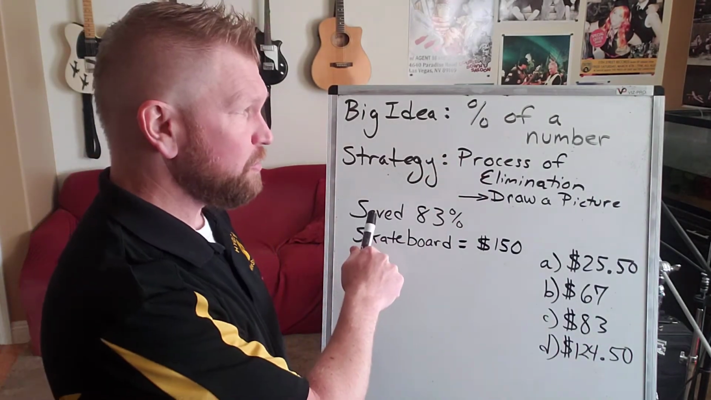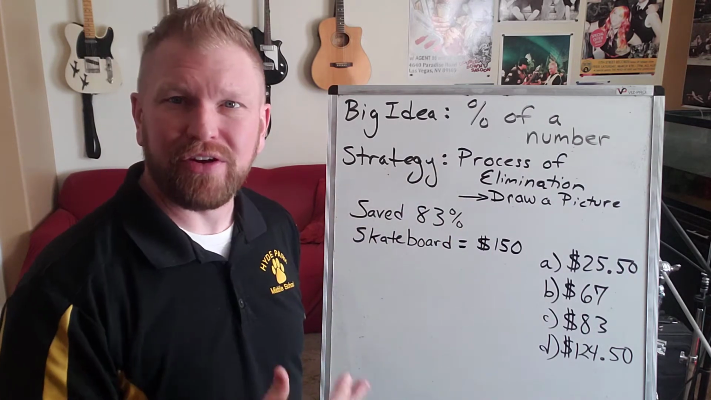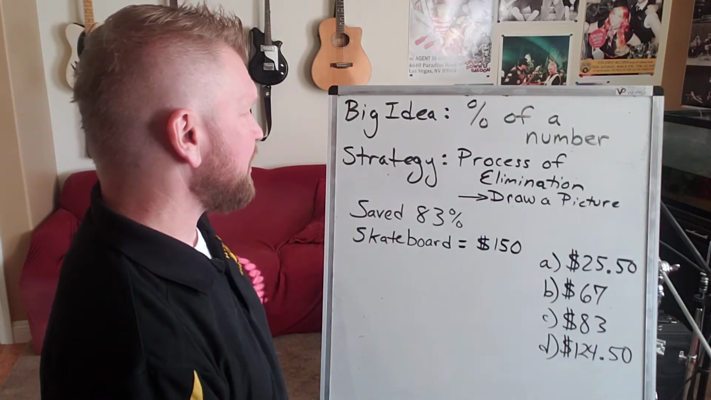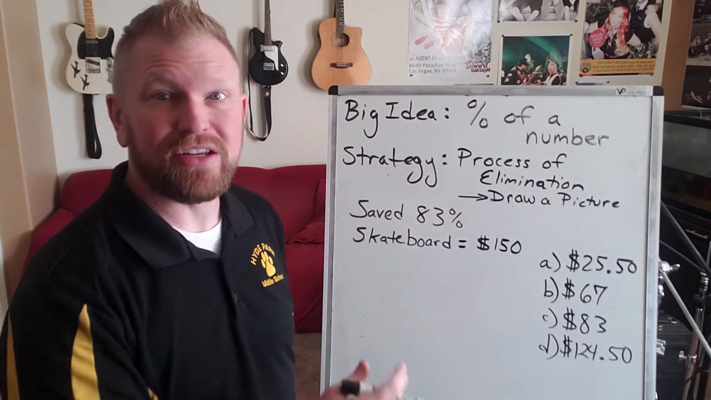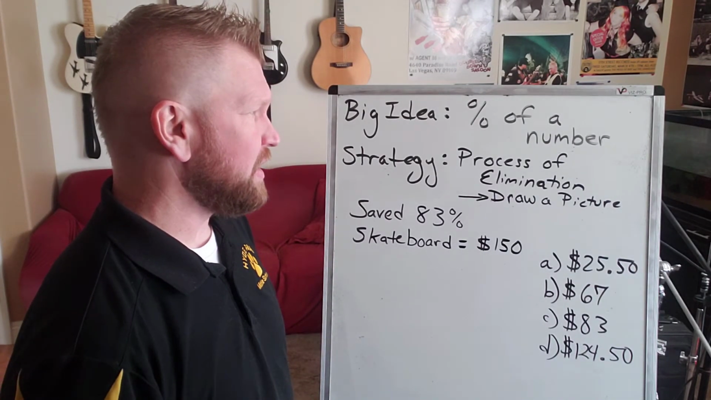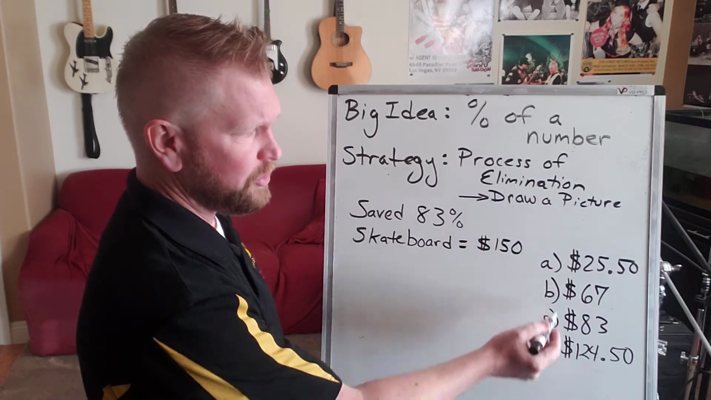The strategy we're going to use is process of elimination and also drawing a picture to kind of understand what the problem is talking about. So far he saved 83% of the money that he needs to buy the skateboard. The skateboard costs $150. And to use process of elimination, we have to have multiple choice. So here's the multiple choice answers.